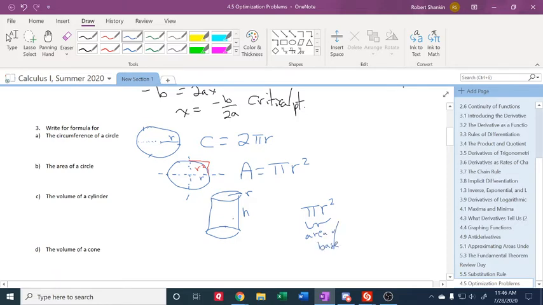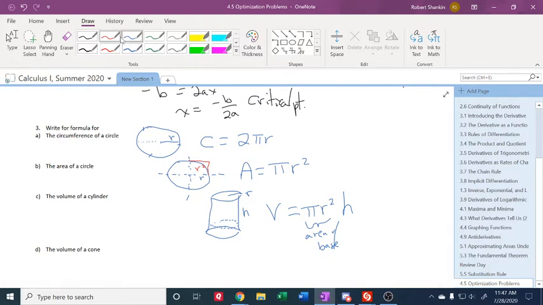But the area of the base is also the volume of the first layer, because its height would be 1. If that was 1 unit high, then the volume of this would be the same as the area of that base. And now how many of those layers do you have? You have each of those layers. Volume is pi r squared h.